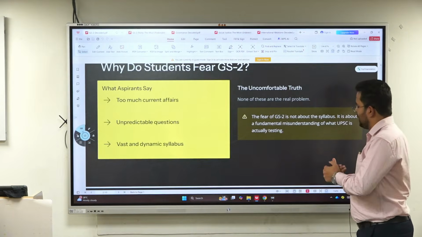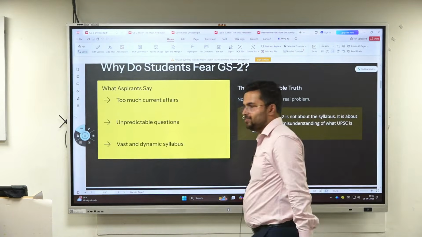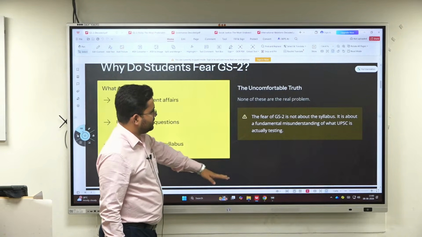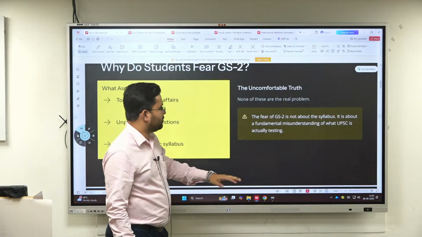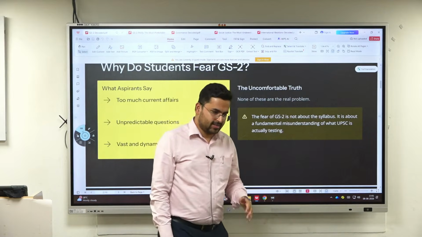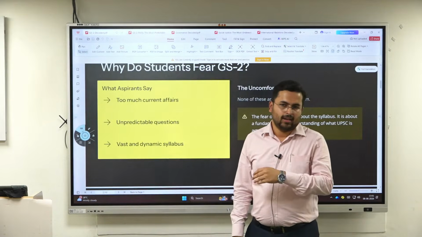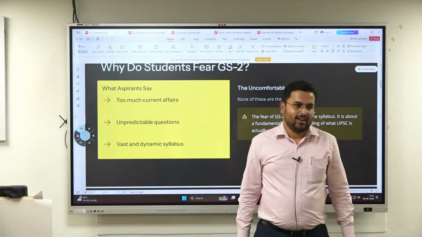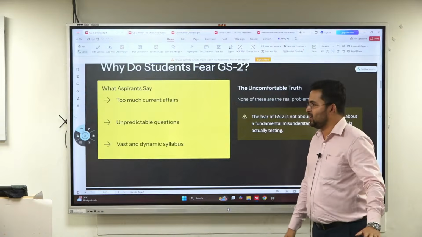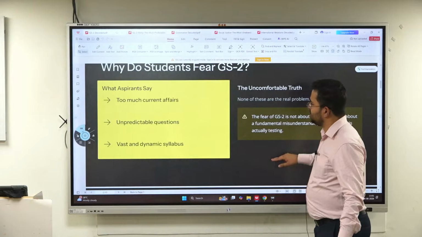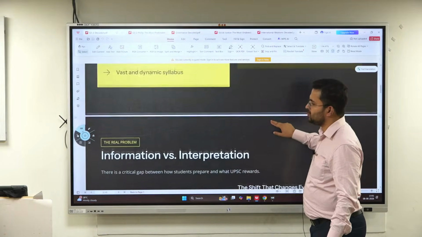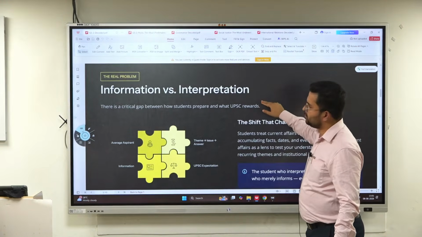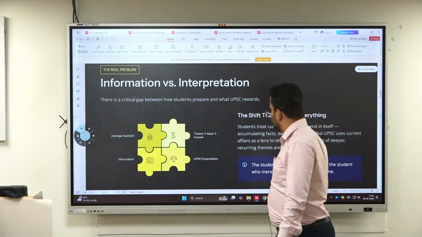But none of this is the real problem. The real problem is that the fear of GS2 is not about the syllabus, it's about a fundamental misunderstanding of what UPSC is actually testing. As I said, most people think, I've read Lakshmikant, now I'm ready to go and write GS2 answers. That's not it. And international relations, irrespective of whether you are PSIR optional or not, you need to have a good understanding of.